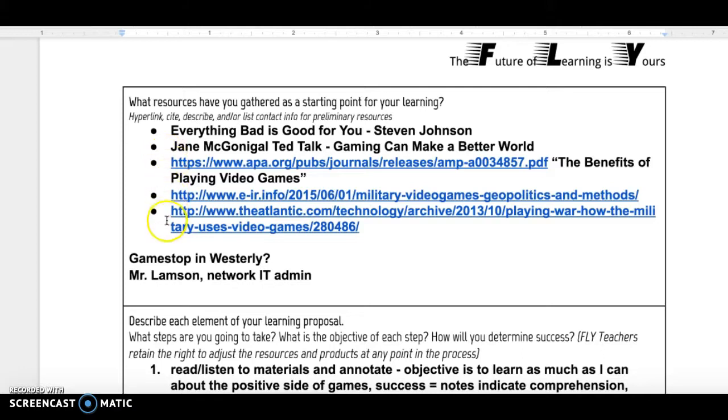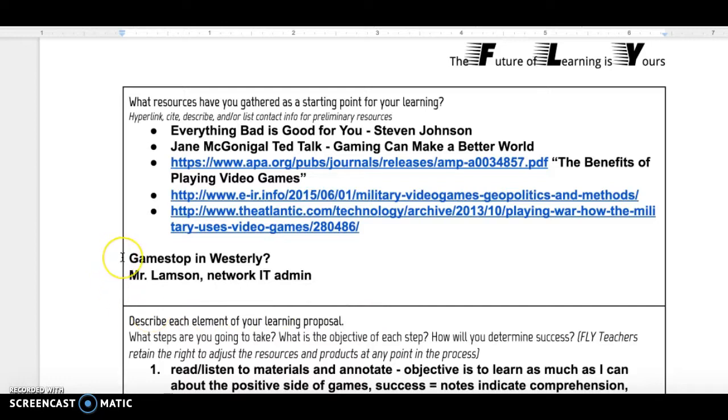And he also found these 3 articles. He found one from the APA, the American Psychology Association, or something like that. But he knows it's very official. It has this org, and it was published in a journal. But he has this article, Benefits of Playing Video Games. He also has this one about military video games and methods. And he has this one from The Atlantic, Playing War, How the Military Uses Video Games. So those are some text resources or video resources he has.